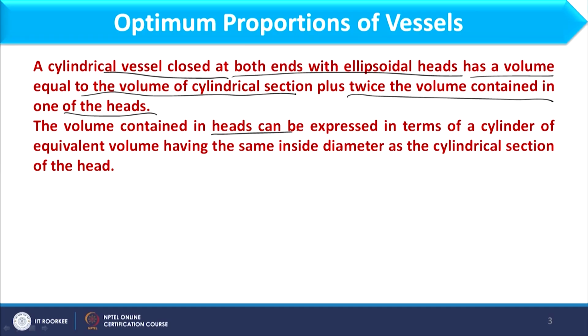However, for the formed section we have to calculate that volume, and that volume we can correlate with the cylinder. So, the volume contained in heads can be expressed in terms of a cylinder of equivalent volume having the same inside diameter as the cylindrical section of the head. So, for the cylindrical section we have a particular diameter, and when we consider a rectangle of the same diameter, we can represent the volume of the head as a rectangle, as you can see from this schematic.